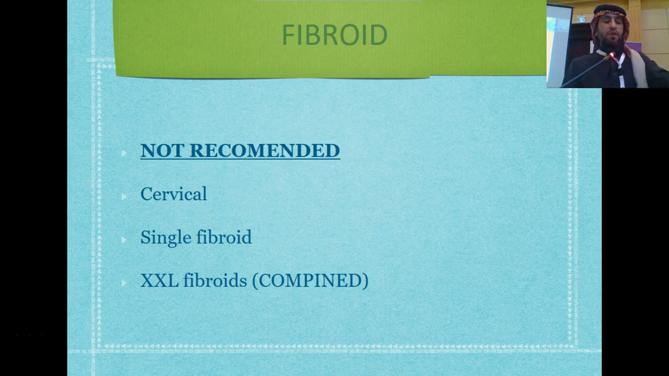If I have a patient with a single fibroid, yesterday I got a patient with a 5 centimeter myometrial fibroid. She wanted embolization, but I refused. I told her myomectomy is much easier. Now, I mentioned the XL, if you want to accept it, where you have huge fibroids.